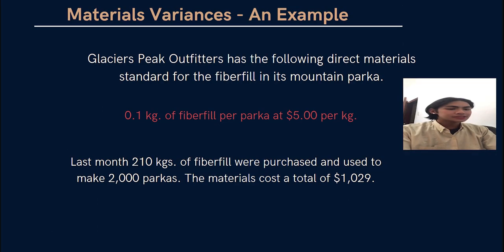First example is Glacier Peaks Outfitters has the following direct materials standard for fiber peel in its mountain parka. 0.1 kg of fiber peel per parka at $5 per kg. Last month, 210 kilograms of fiber peel were purchased and used to make 2,000 parkas. The material cost a total of $1,029.